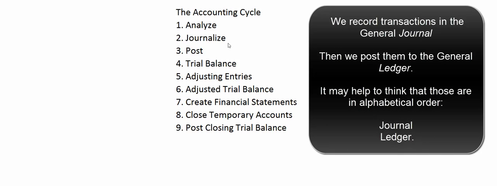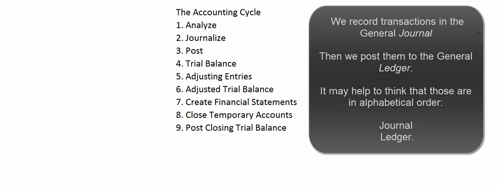So remember, there are 9 steps in our accounting cycle. We analyze transactions to see if there's something for us to record. If there is, we make a journal entry with debits or credits. And then we have a whole bunch of data, but it's listed in chronological order and it doesn't help us very much. So we reorganize it by posting it to the individual ledger accounts.